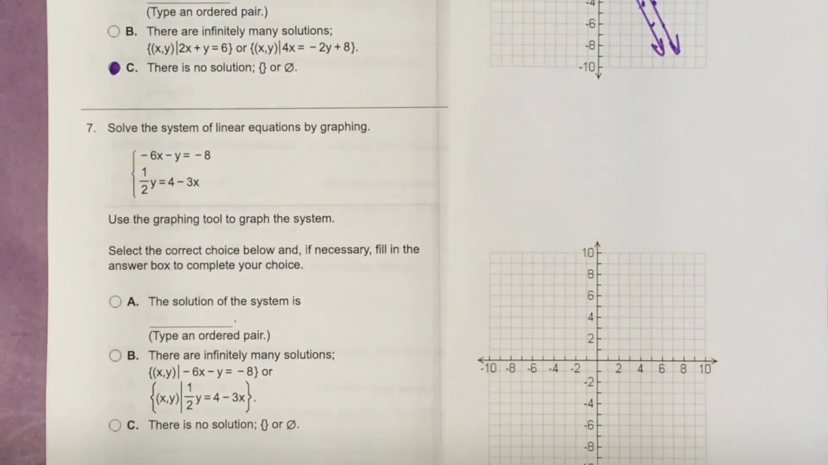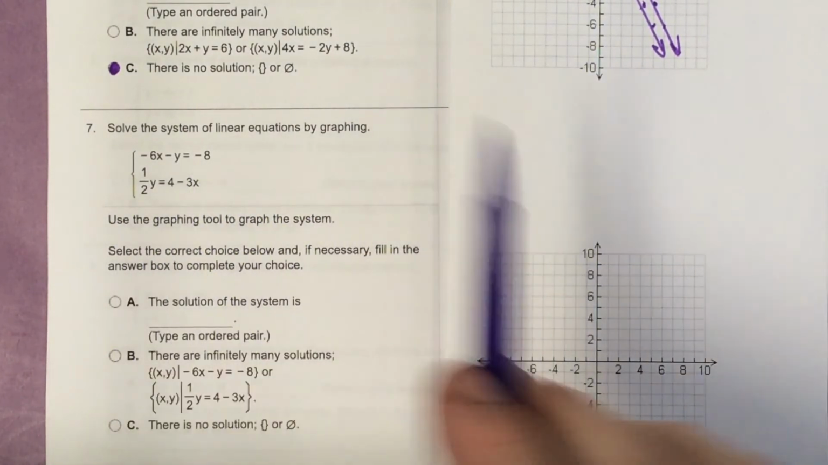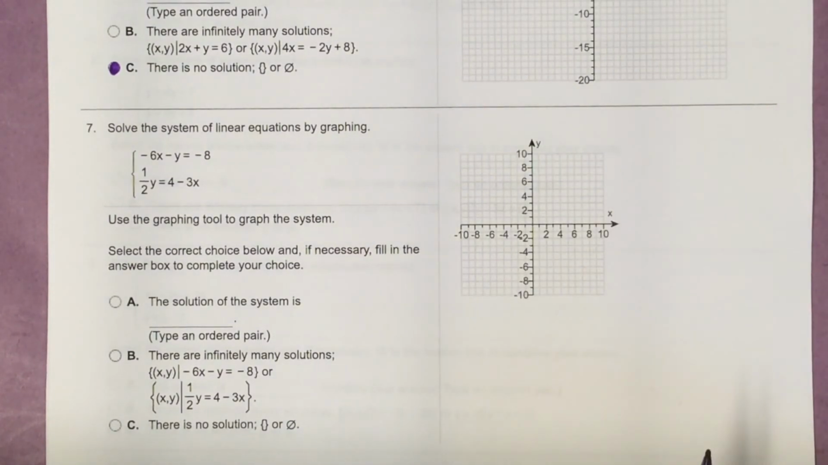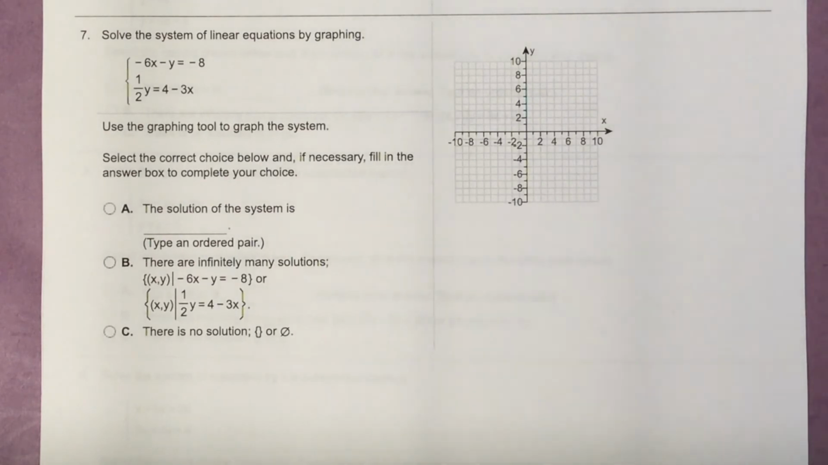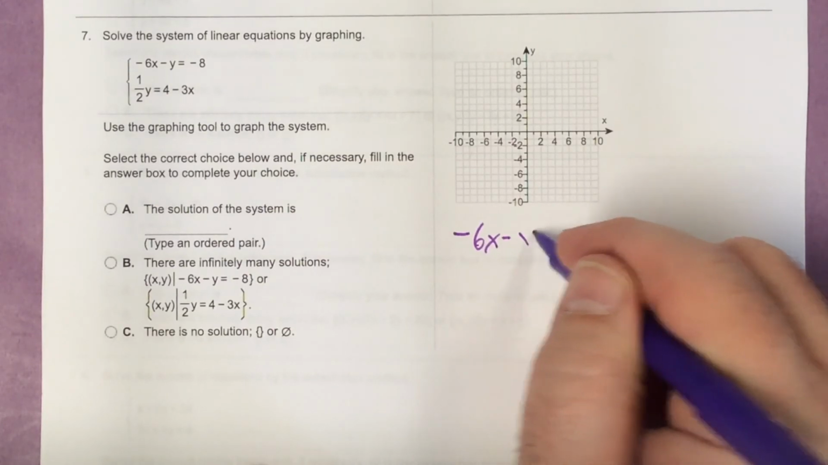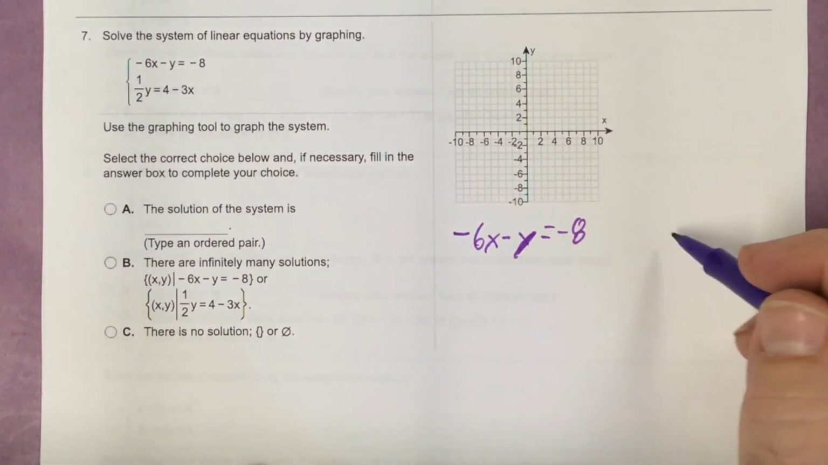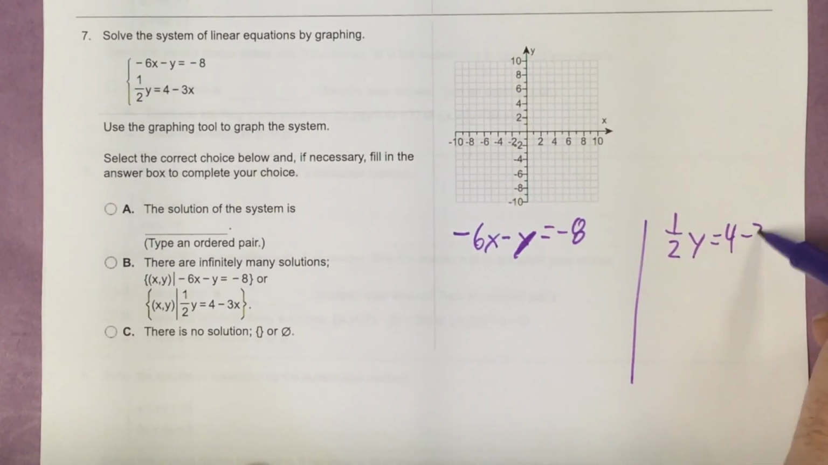So let's go and take a look at number 7 now, and let's examine the solution here. Again, we're probably going to want to rewrite this equation a little bit to get both of these in slope-intercept form. So I'm going to take advantage of the space I have below here to do that before I cover it up with a graph. The first equation I want to rewrite in this system is negative 6x minus y equals negative 8. And the other one is 1/2 y equals 4 minus 3x.